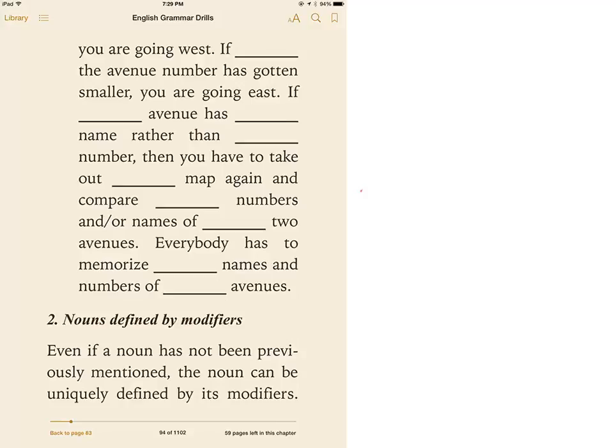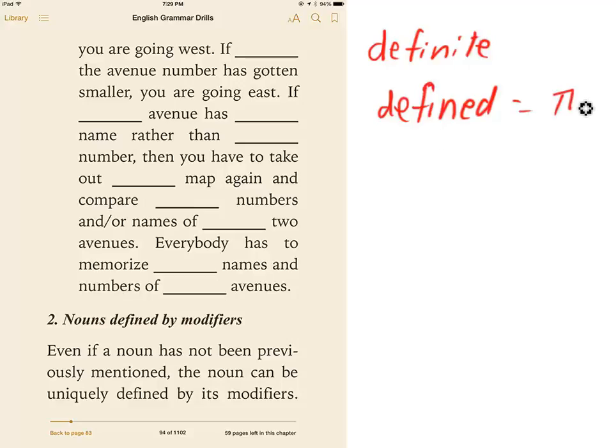Okay, welcome back. In the last video we talked about noun modifiers. We talked about the articles the, an, and a, and when to use them. One is when the article is definite. We use the definite article when the noun is defined, or when both the speaker and the listener know which noun you're referencing. Then it's a defined noun and you use the word the.